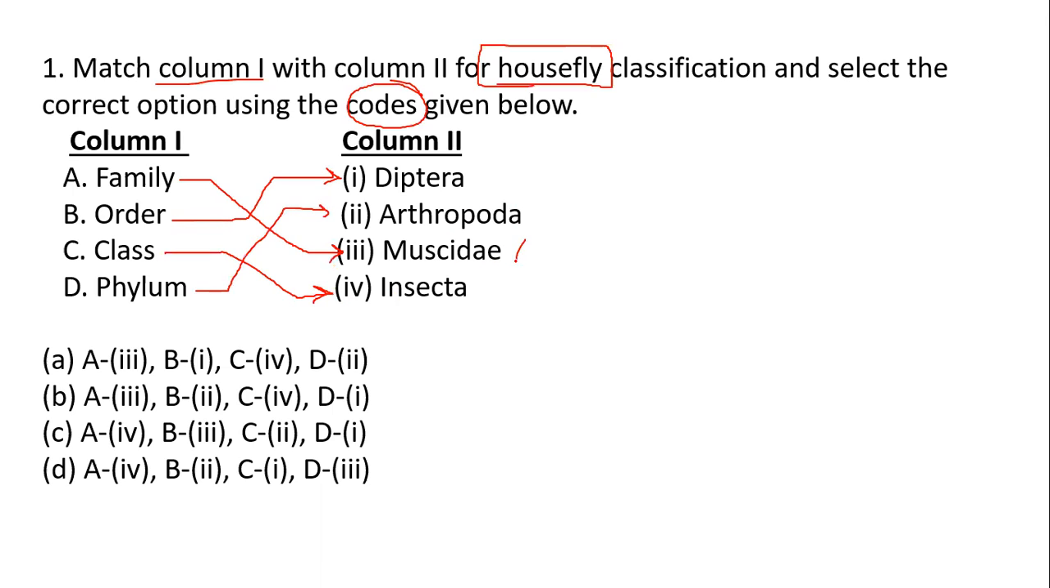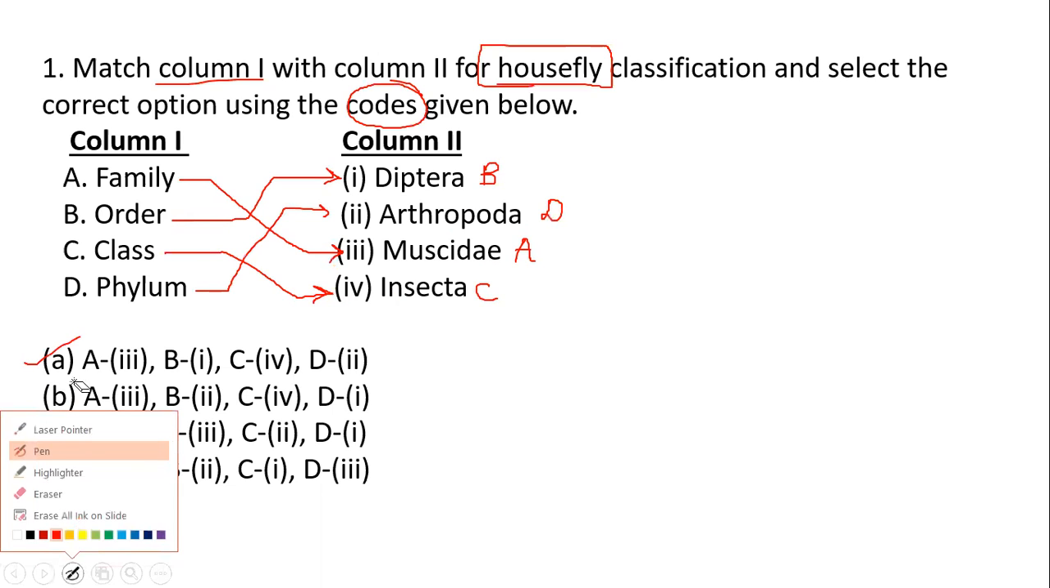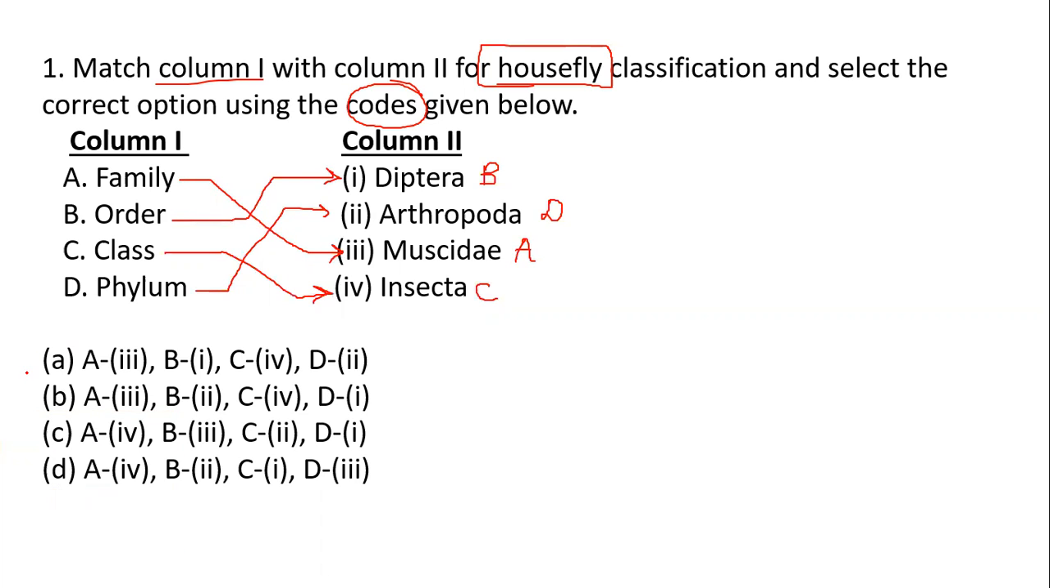So A matches with 3, B matches with 1, C matches with 4, and D matches with 2. So the correct answer is option number 1. Am I right? Very simple question from the first chapter. So guys, you have to study the first table that is given over there about the housefly, mango, wheat, and human being. One question from that area would be sure for your NEET examination.